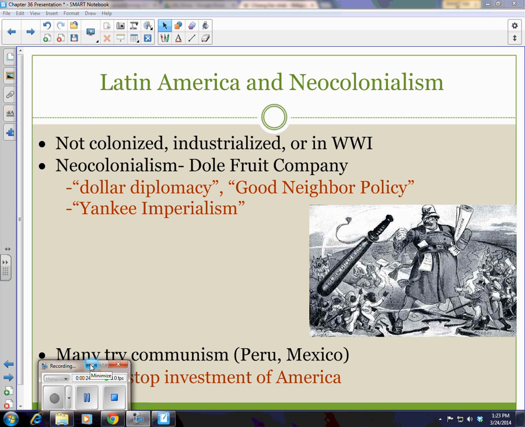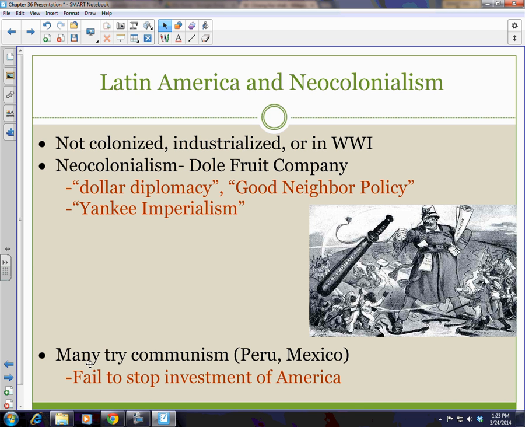So in this section, we're going to explore Latin America faced with a new imperialist threat after being independent for a century, and that new imperialist threat is the United States, which is why we say Latin America and neocolonialism.